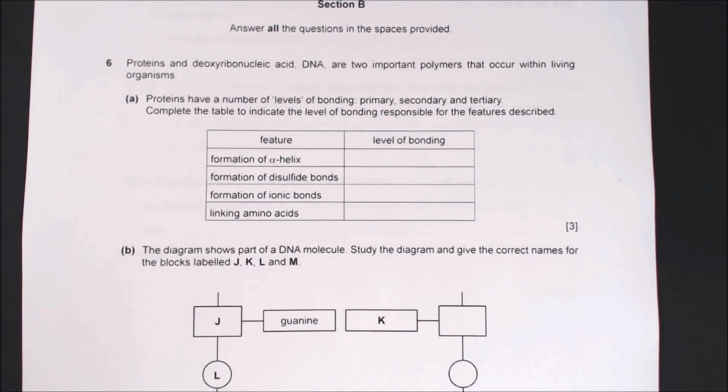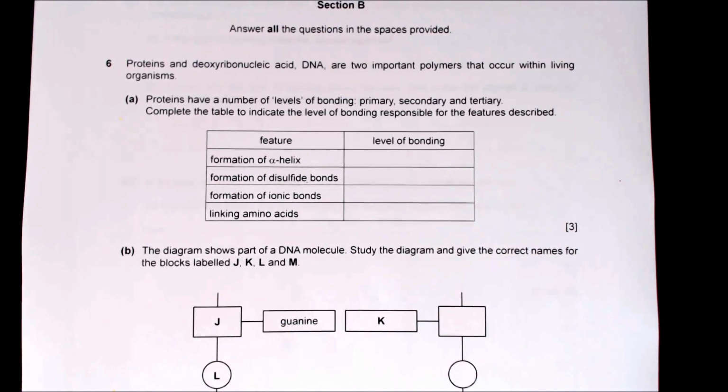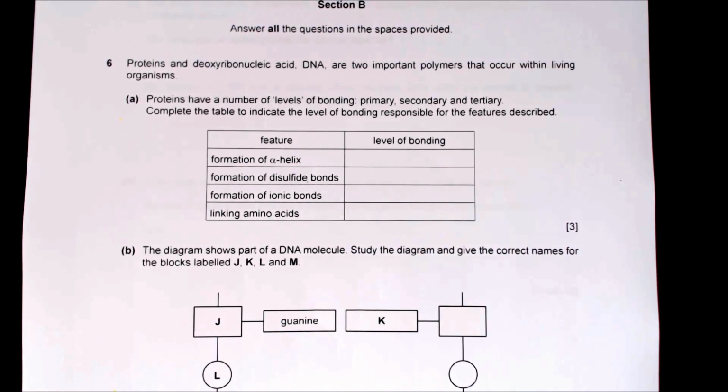Okay, so this is section B, and this is question 6. You may be thinking that this looks like a biology exam, and this is the biochemistry bit where we're looking at DNA. And it says, question 6 is proteins and deoxyribonucleic acid, which is DNA, are 2 important polymers that occur within living organisms.